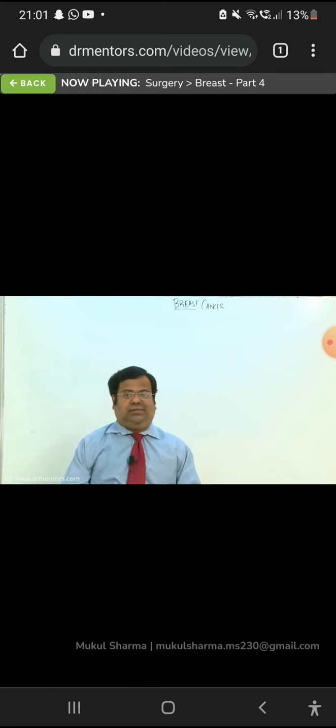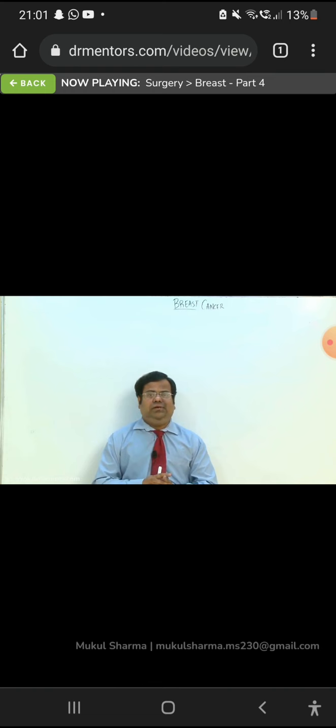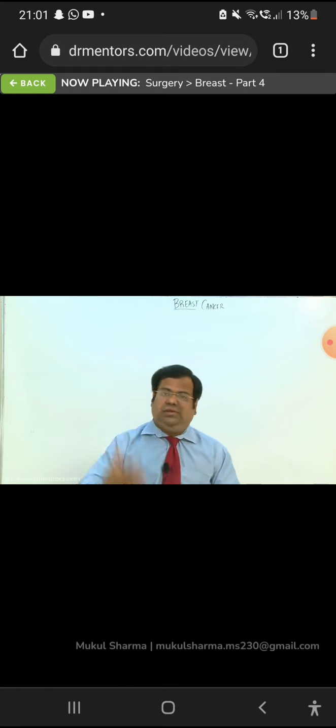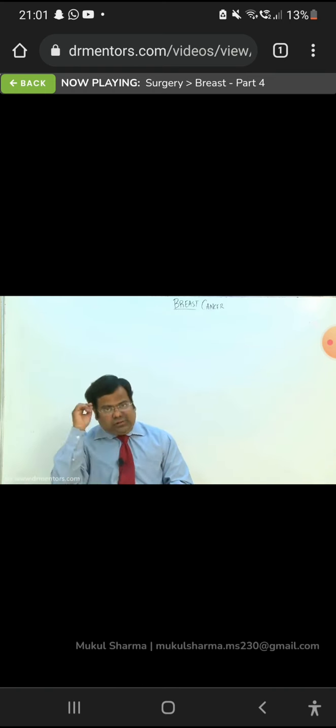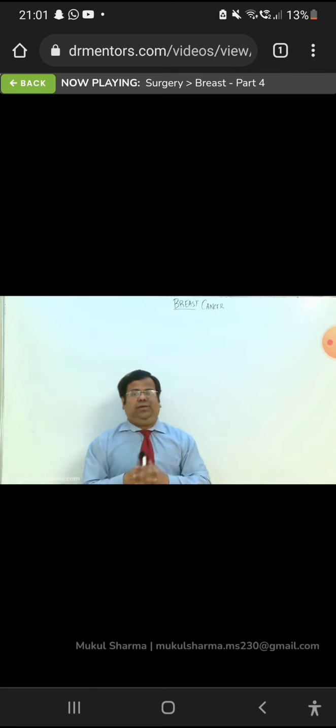So we will start with ductal carcinoma in situ. Two varieties: ductal carcinoma in situ and lobular carcinoma in situ. So how does the ductal carcinoma in situ present? The most common presentation is that when you do a mammography for screening or for whatever reason, there will be calcifications, and these microcalcifications, if you do a biopsy, you will find that there is the ductal carcinoma in situ. In situ means that the basement membrane has not been invaded.